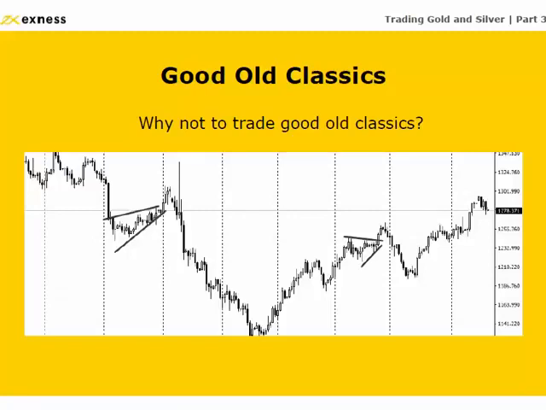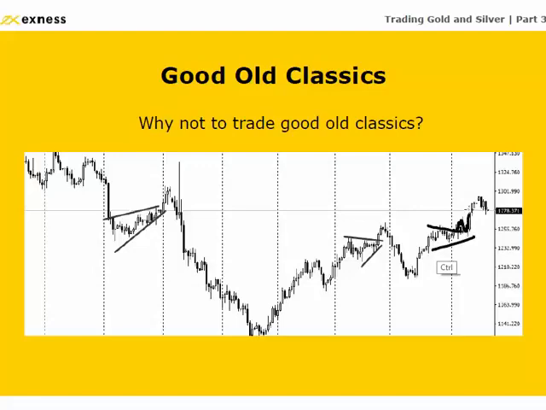Okay, well, gold and silver are just the same markets like any currencies, any stock indices, any commodities like crude oil and other markets. So you can trade good old classics. Well, what do I mean by that? On daily charts, you can monitor for chart formations, for chart patterns like triangles, pennants, wedges, and so on and so forth. You can monitor for the breakouts of those consolidation areas, going with the breakout.